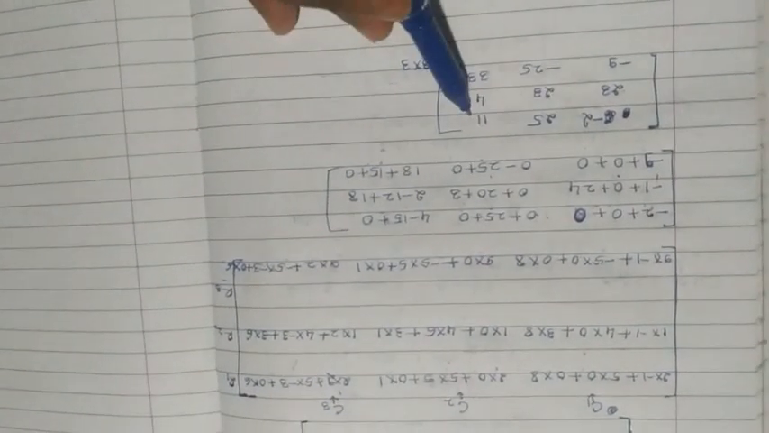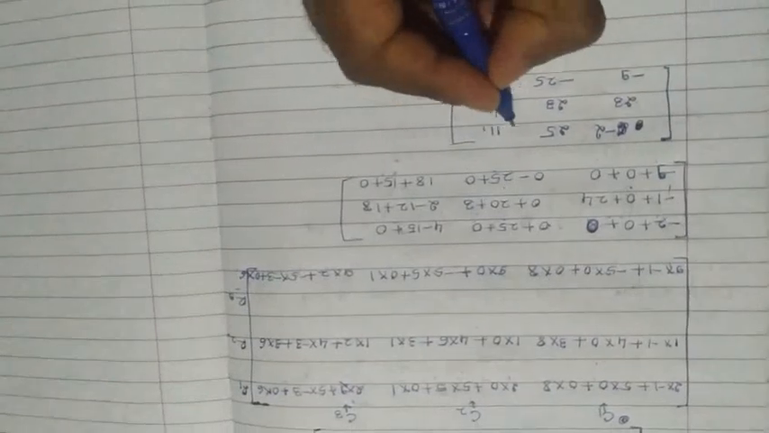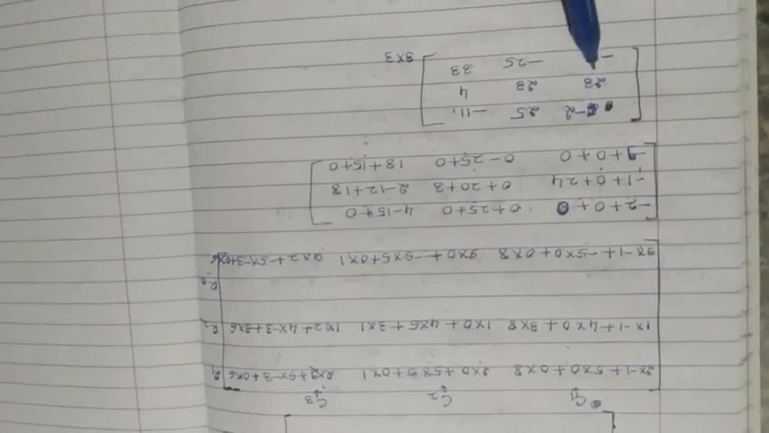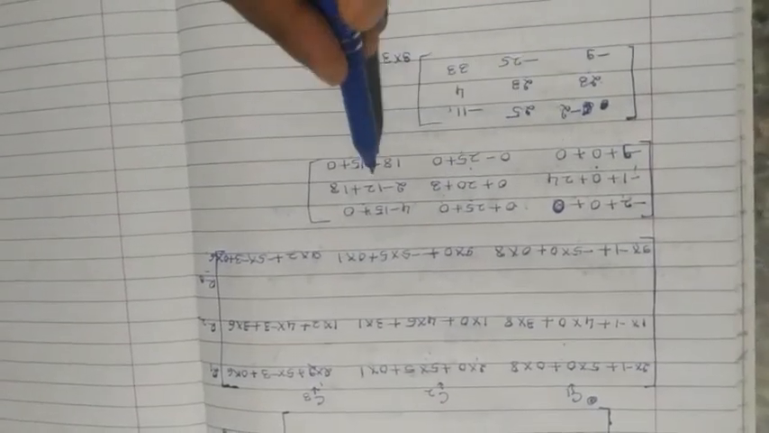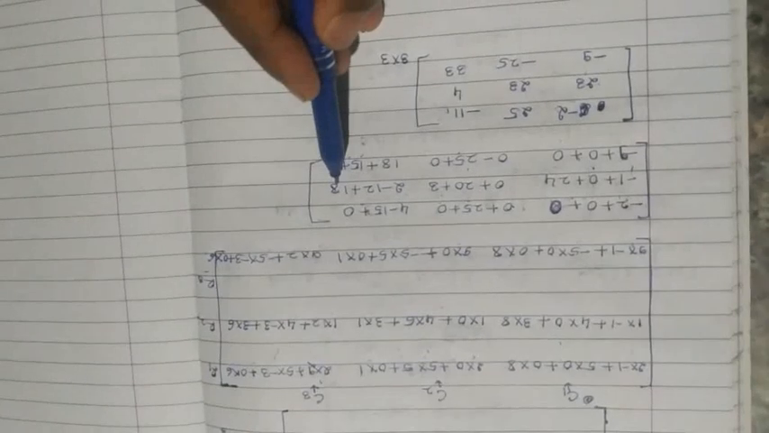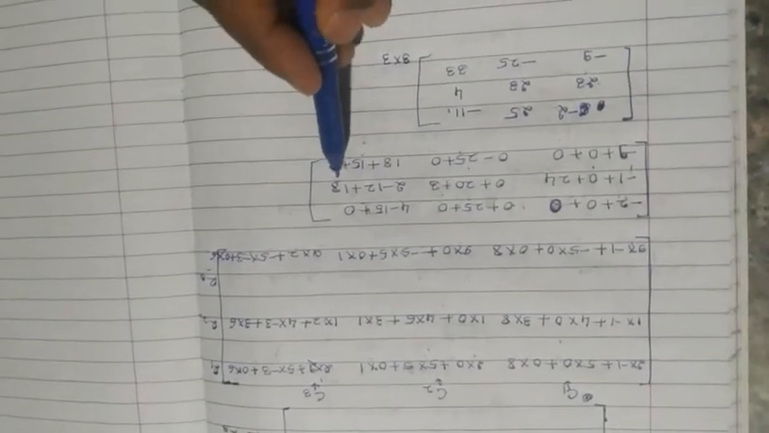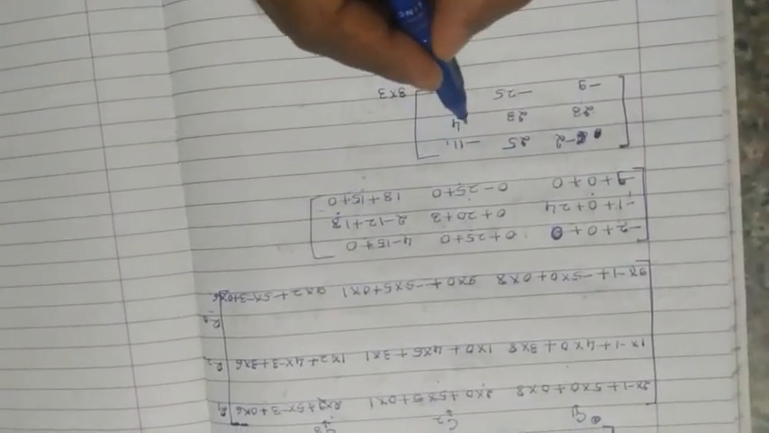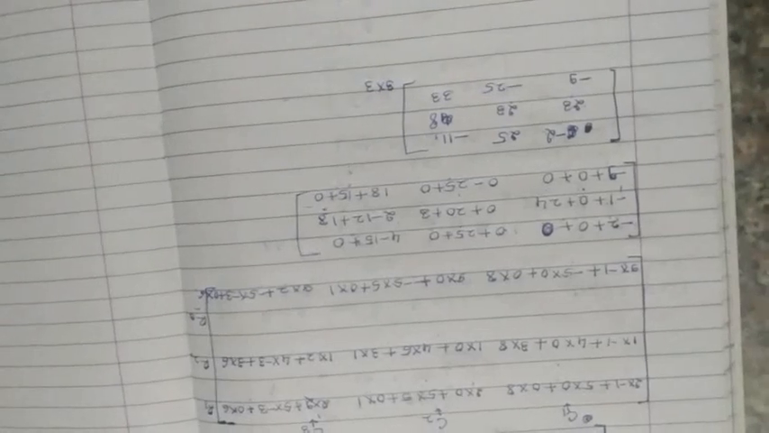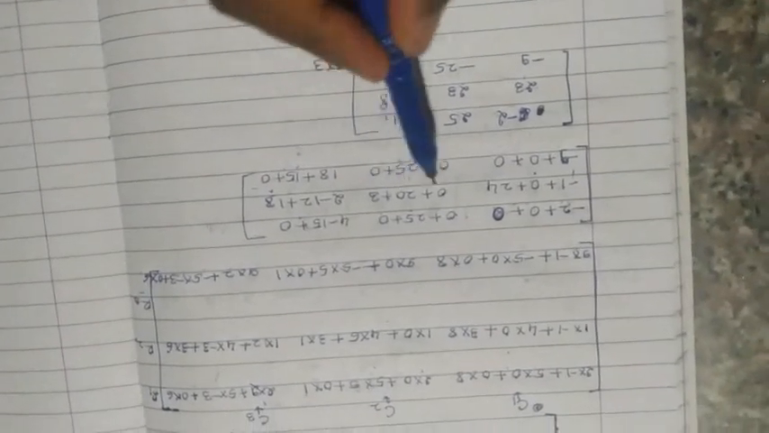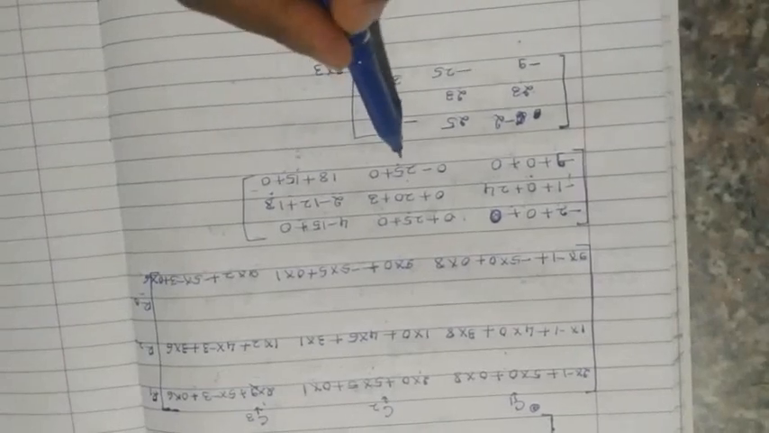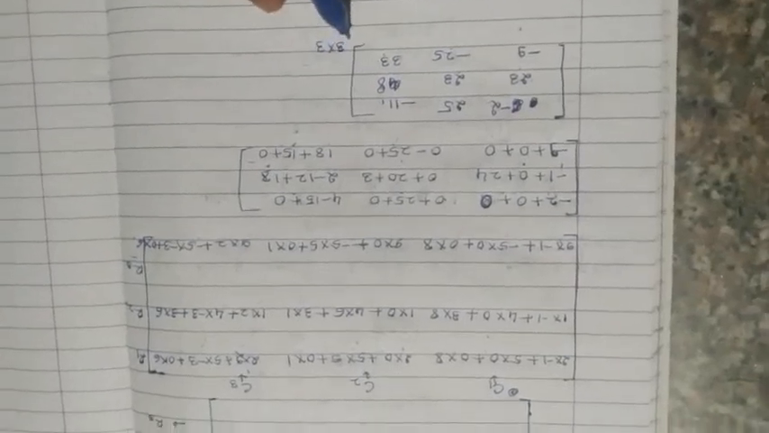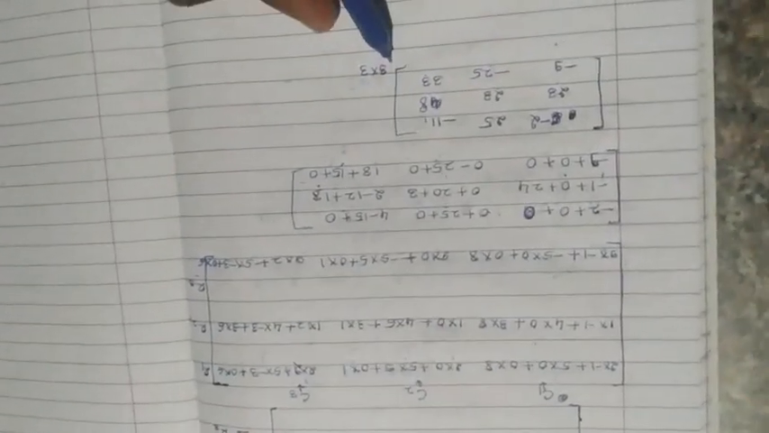Next, 4 minus 15 is minus 11. You have to write minus 11 because the bigger one has the negative. Next, 20 plus 3 is 23. Then 2 plus 18 is 20, and 20 minus 12 is 8. The next, minus 9 plus 0 is minus 9. Minus 25 plus 0 is minus 25. 18 plus 15 is 33. So again the order we get is 3 into 3.